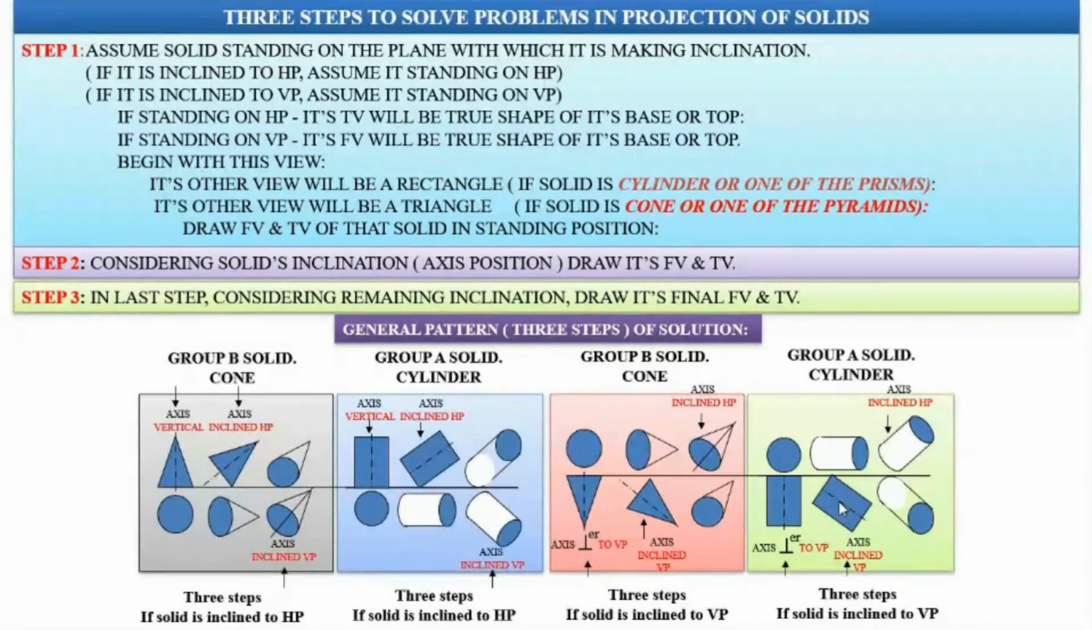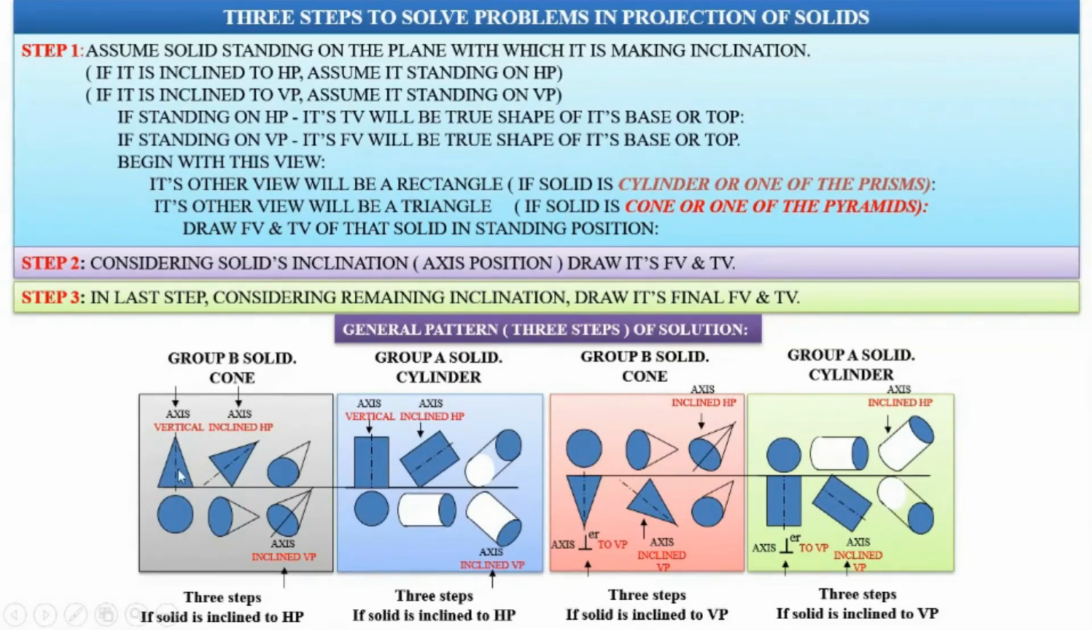Now, in step 2, this is the first step, and in the second step, we consider the solid's inclination, or the position of the axis, with respect to the plane in which it is resting, and we draw its front view as well as top view. See here in the first figure, the front view is a triangle and here the front view is also a triangle. And here the inclination of the axis is given. So the front view will be the same in both these cases.